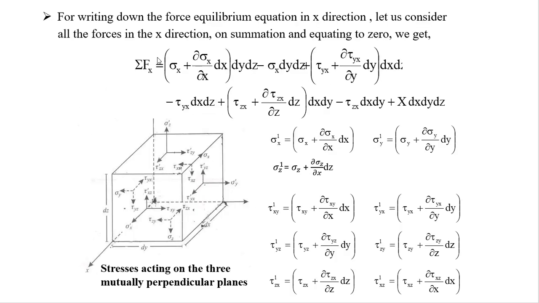Here sigma x into dou y into dou z will get cancelled with the other sigma x into dou y into dou z. Similarly, here the tau yx component and there the tau yx component, the tau zx component and minus tau zx component cancel. After this you can get the final equation like this.